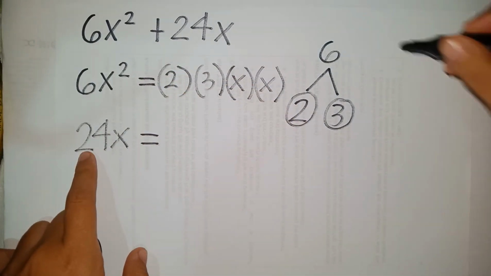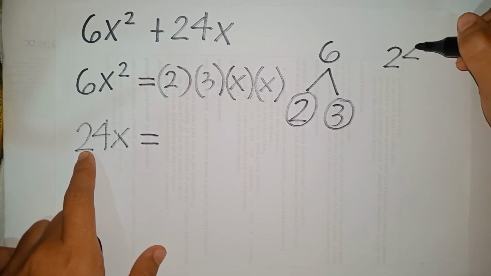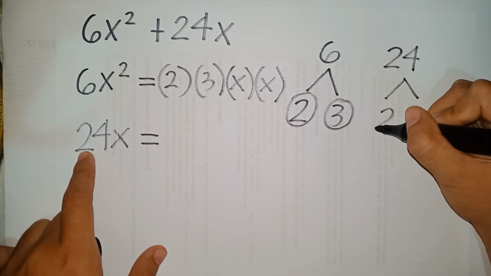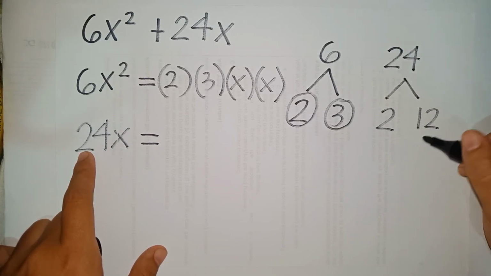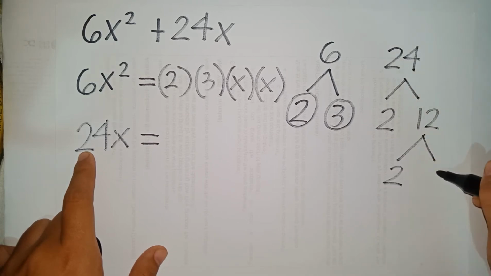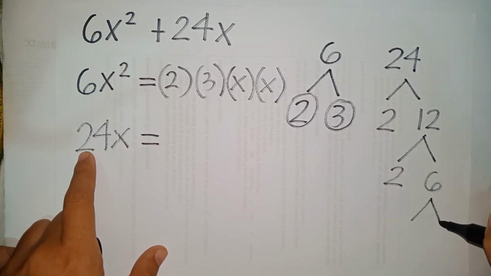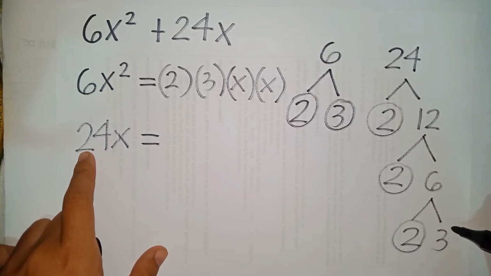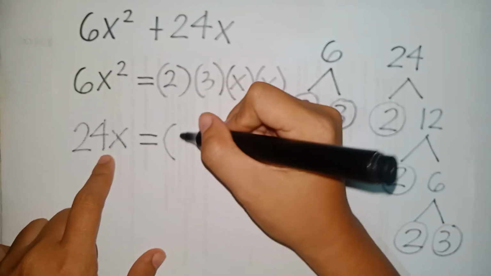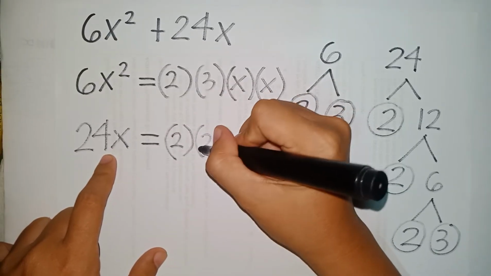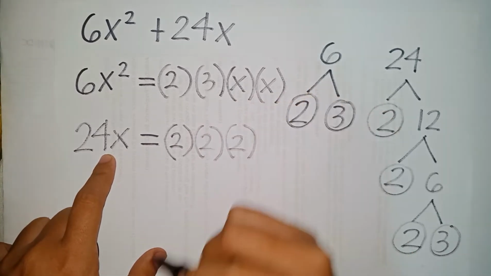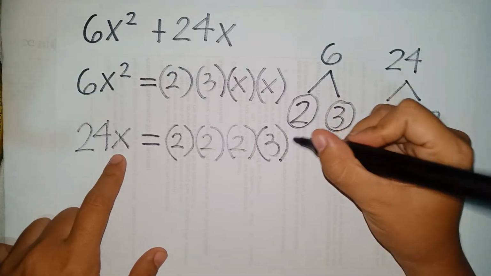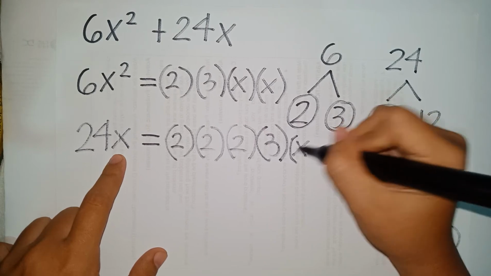Same thing, we have to do a prime factorization. 24 is equal to 2 times 12. 12 is equal to 2 times 6. And 6 is equal to 2 times 3. So 2, 2, 2, 3. 24 is the same as 2 times 2 times 2 times 3, and we have a variable here with an exponent 1, so that is equal to x.